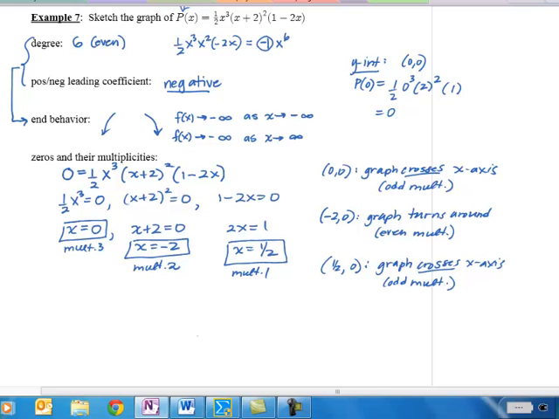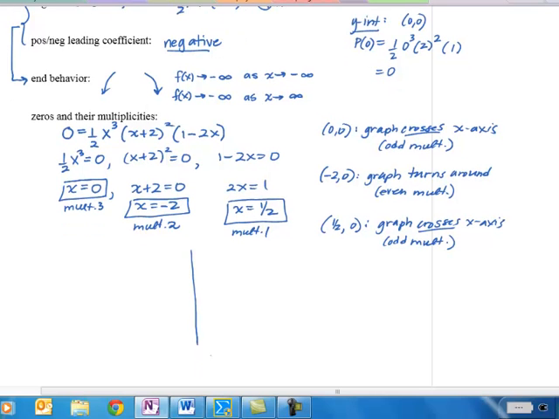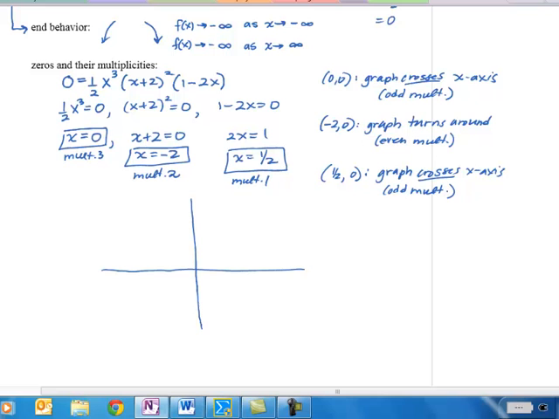Okay, so putting this together and just getting a sketch of this graph with the correct end behavior and the correct x and y intercepts and the correct behavior around the x-intercepts, let's see what we can do. So the x-intercepts are 0, 0, negative 2, 0, and 1/2, 0. And the end behavior is down on both sides. So we're going to be coming up to this x-intercept, and we look at the multiplicity. It was 2. That's even. So we turn around there.